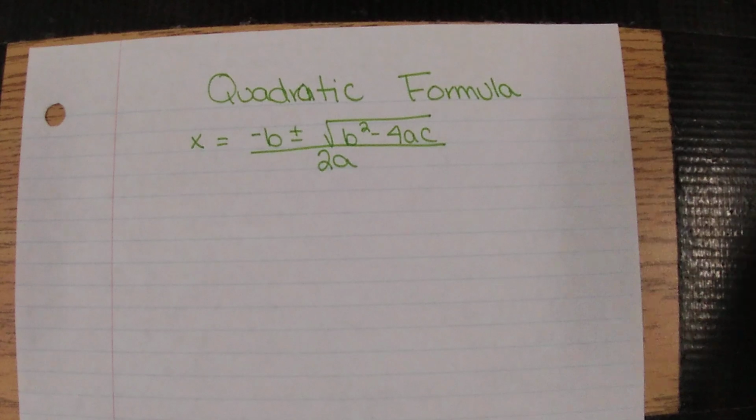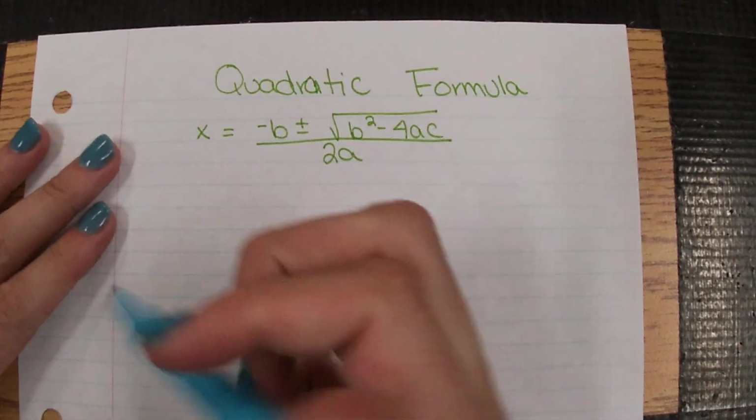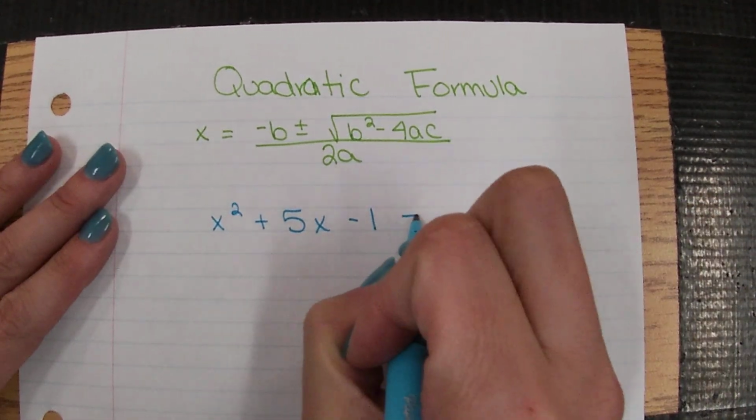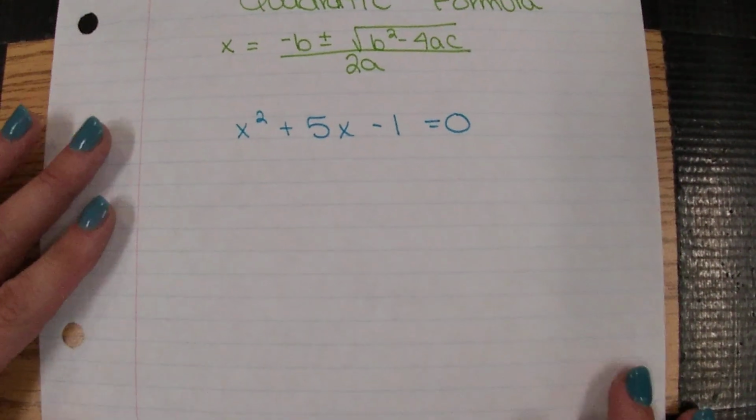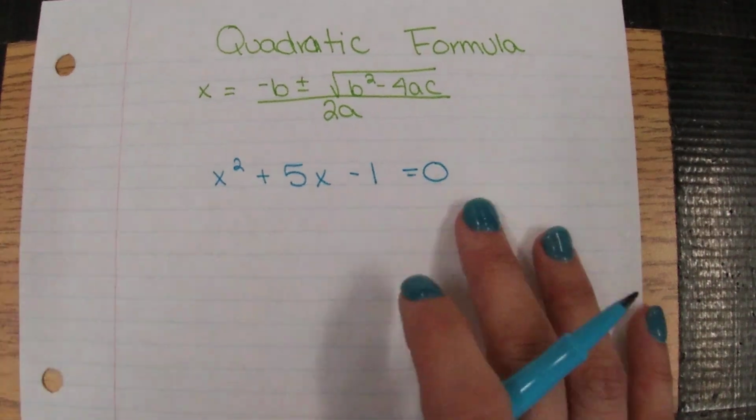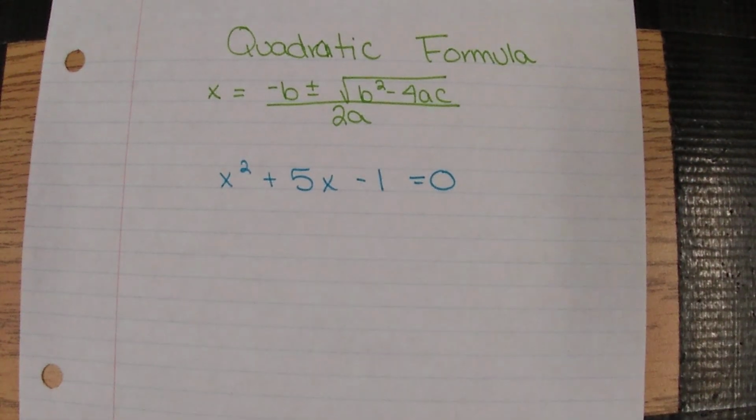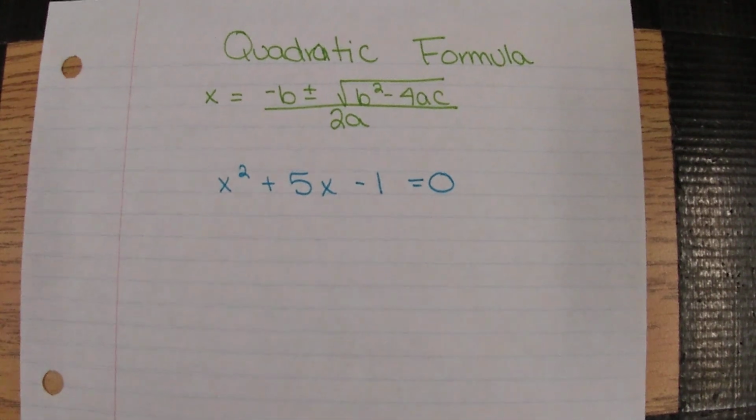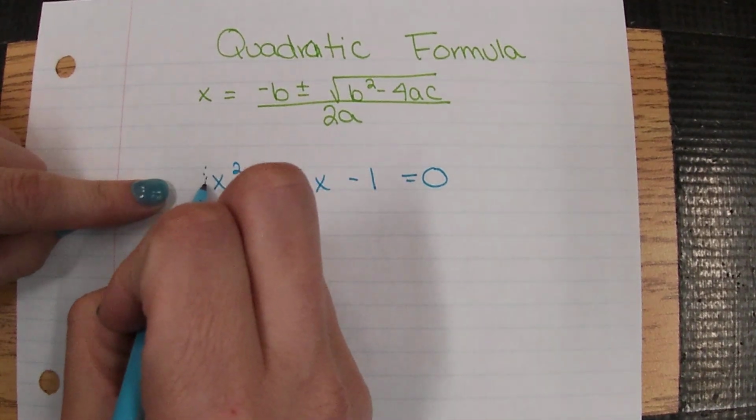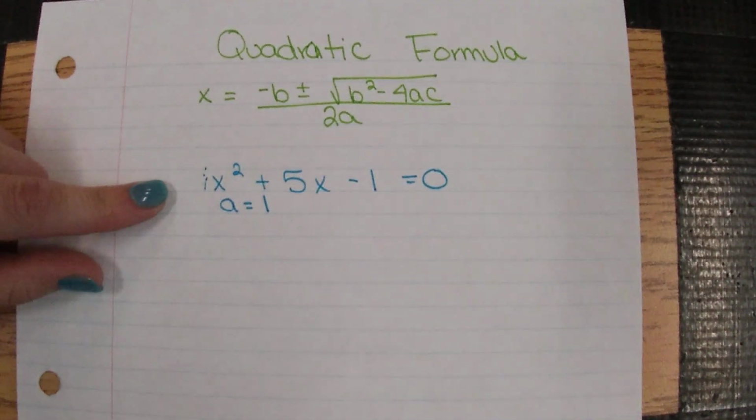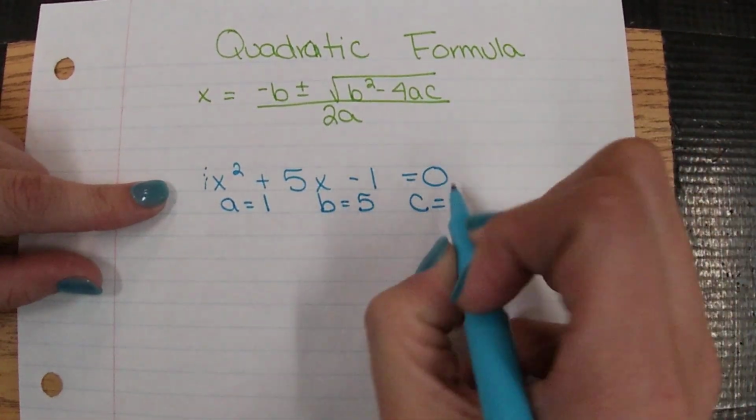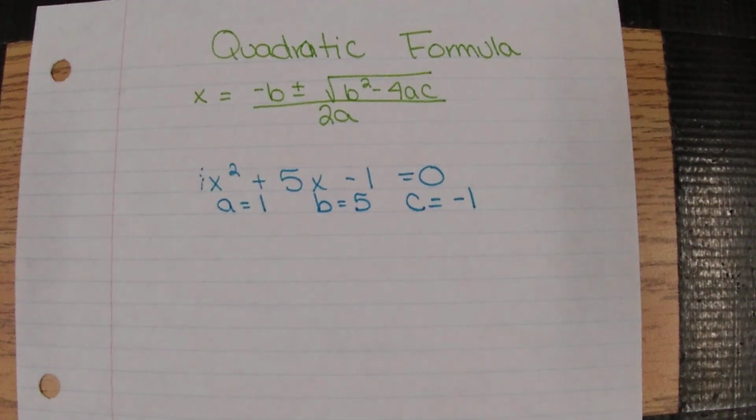So let's say we have one that we want to solve that says x squared plus 5x minus 1 equals 0. We have a quadratic because we have an exponent of 2. It's equal to 0, which is what we said we needed to happen. Just like yesterday, our first step is to find a, b, and c. Remember, a is always what's in front of x squared, and if we don't see anything, that's a 1. b is what's in front of x, so that's a 5. And c is the constant by itself, so that's a negative 1.